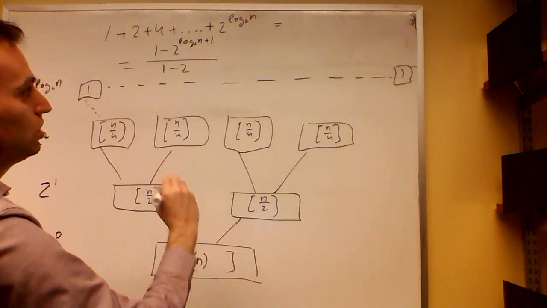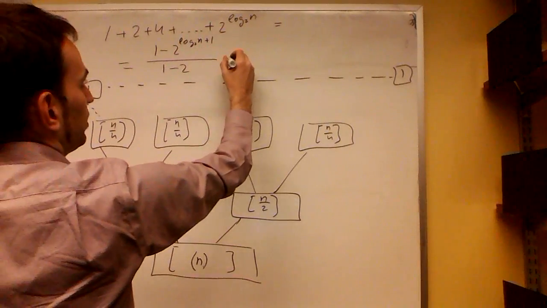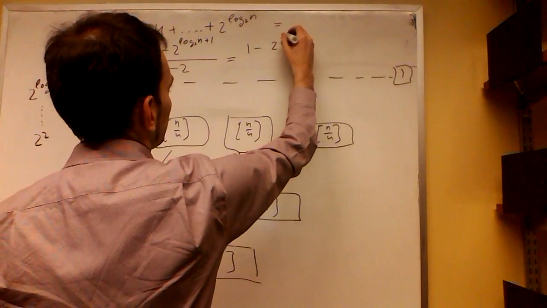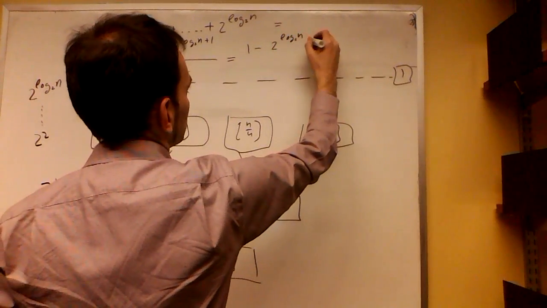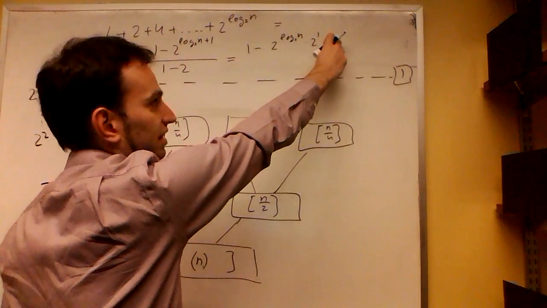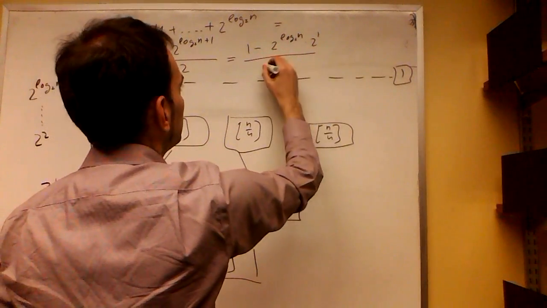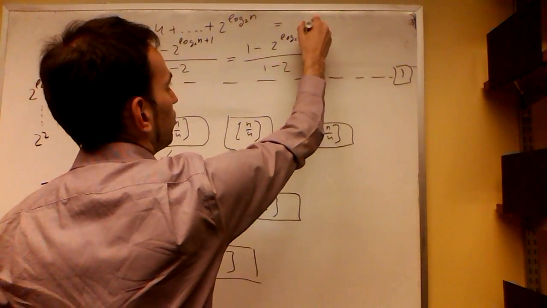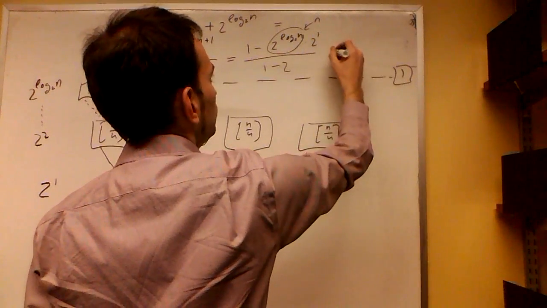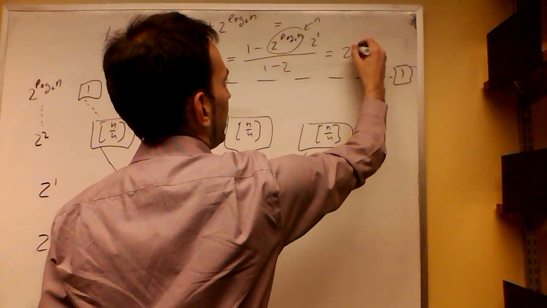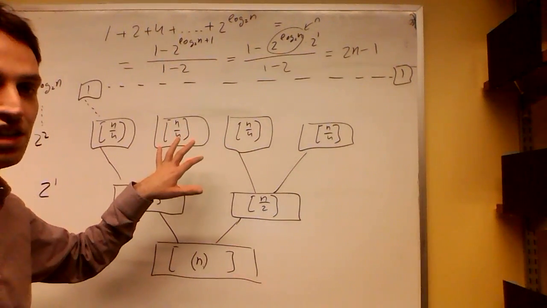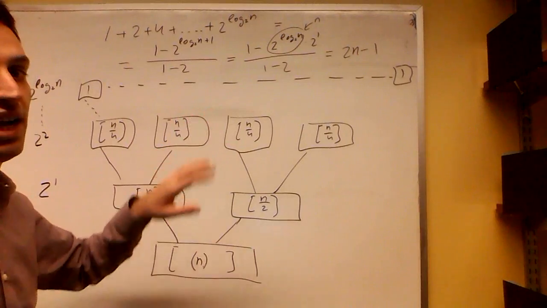Now all that we need to do is we need to rewrite this expression a little bit. So it's going to be equal to 1 minus 2 to the log 2n times 2 to the 1, because the exponents add like that, divided by 1 minus 2. Now this guy, that's just n, and this is 2, so that's going to be equal to 2n minus 1. So that means that in total here we have 2n minus 1 calls.